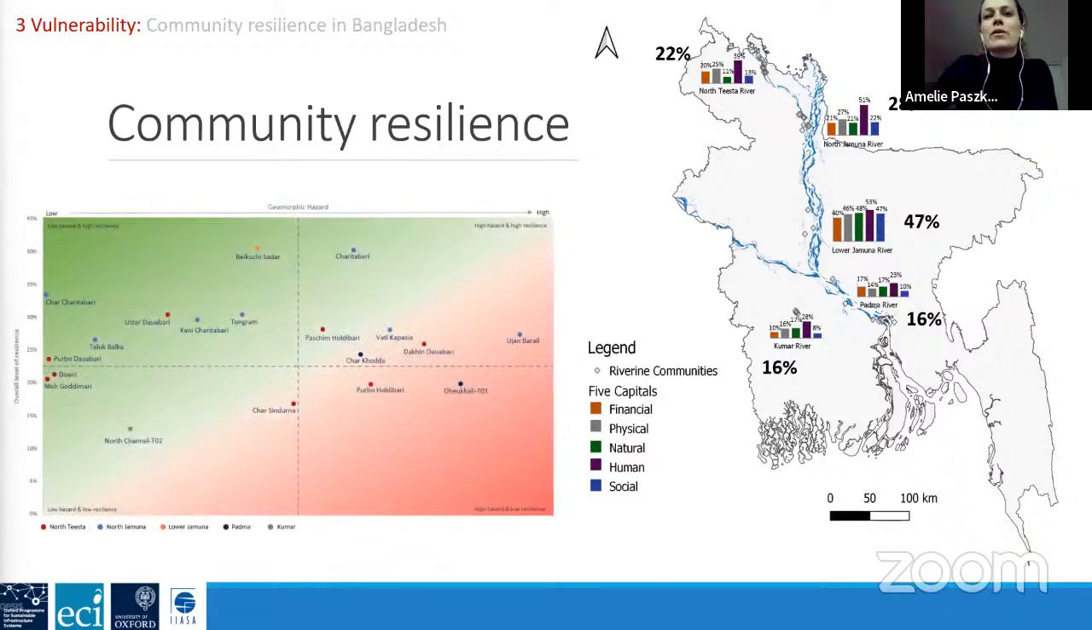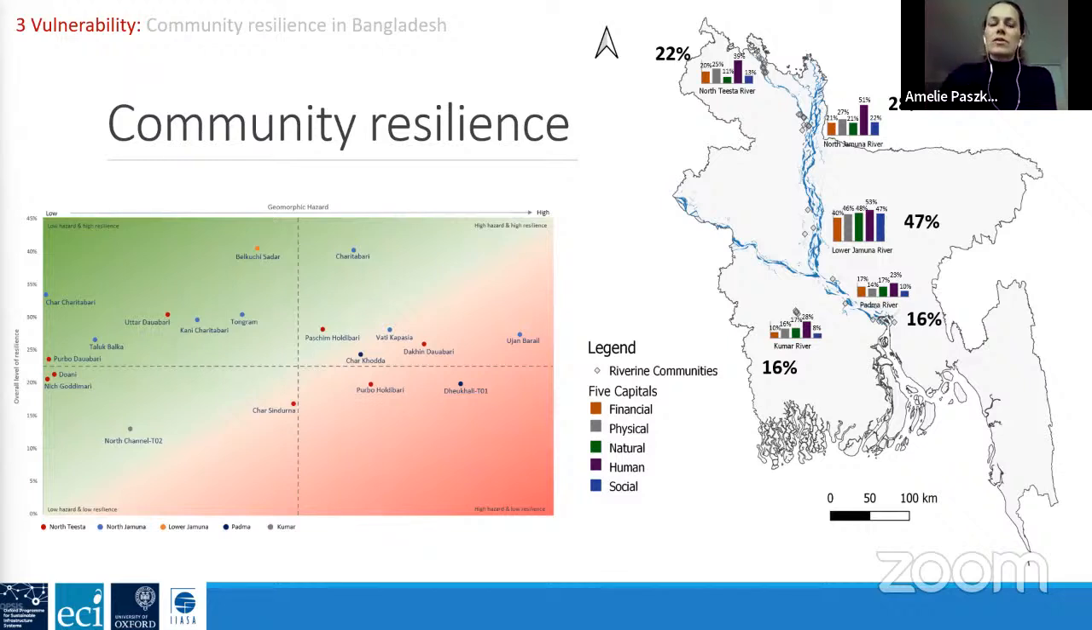And then in terms of riverbank erosion resilience, here we're showing the 19 communities that are within highly geomorphically exposed regions. The matrix here shows geomorphic hazard along the top, and then the level of resilience along the left-hand side. What you can see here is that there's a whole range of communities along the matrix, but there are 7 within the red zone.